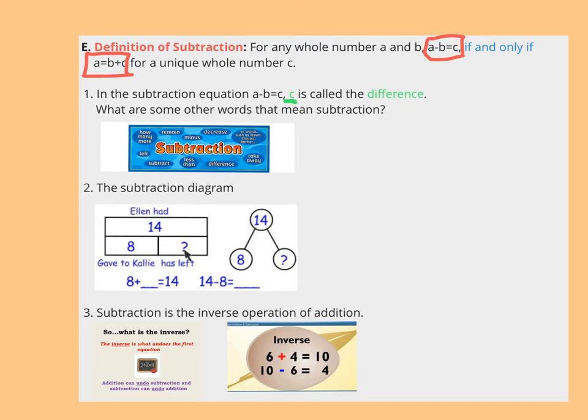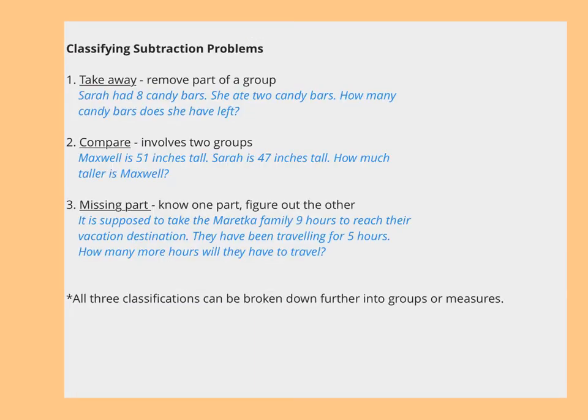I have 2 numbers that are going to make my whole. Subtraction is an inverse operation of addition, so it undoes the addition. And here you can see how that looks. We have 6 plus 4 equals 10. When we invert that, we get 10 minus 6 equals 4. So we're able to link the 2 operations that undo each other.